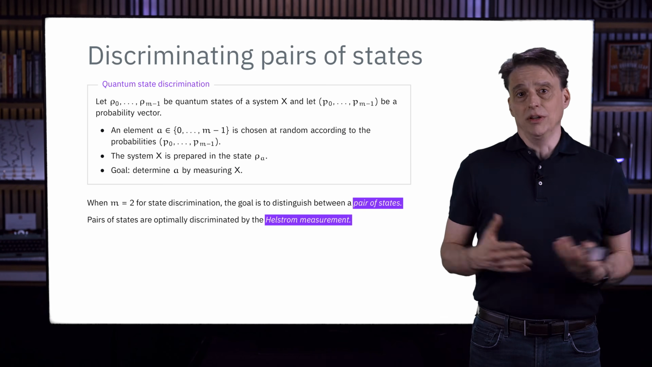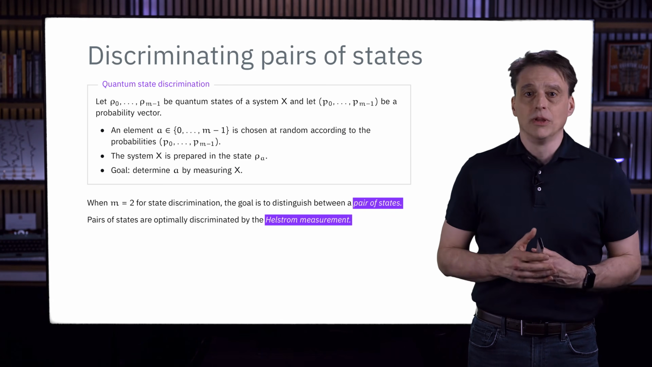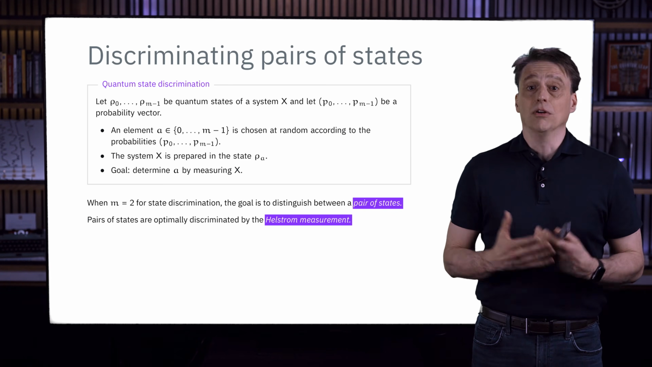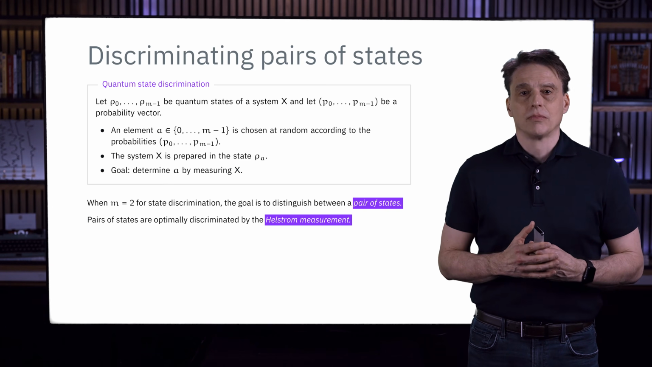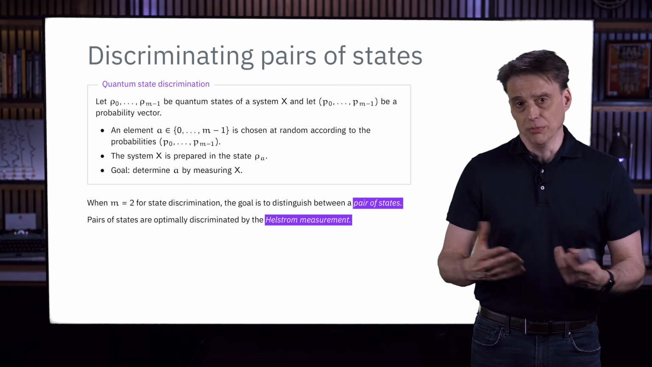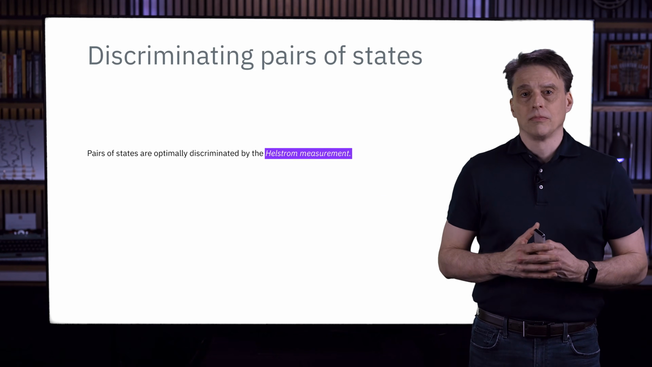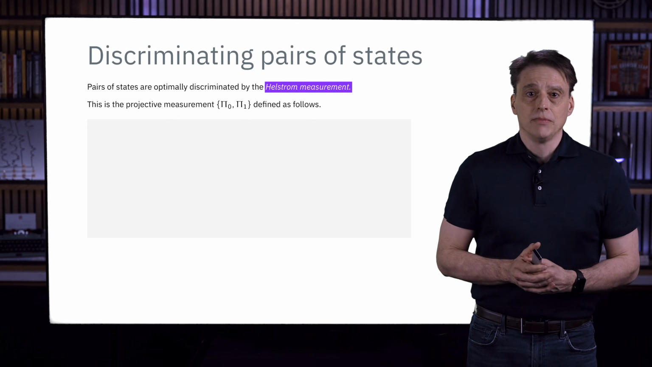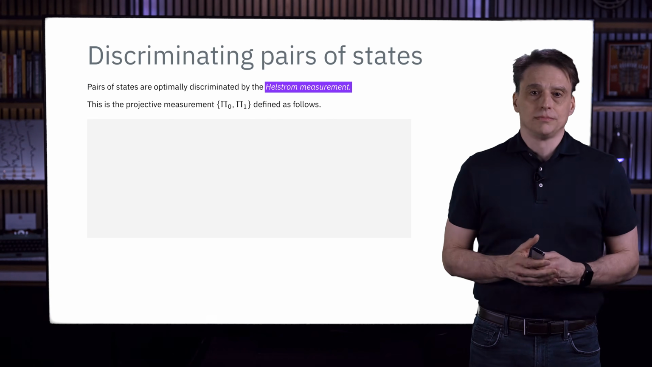This case turns out to be essentially a completely solved problem, assuming that the goal is to minimize the chance of an incorrect discrimination. There's an optimal choice for a measurement, and it's often called the Helstrom measurement. It's a projective measurement, in fact, and it can be described as follows.